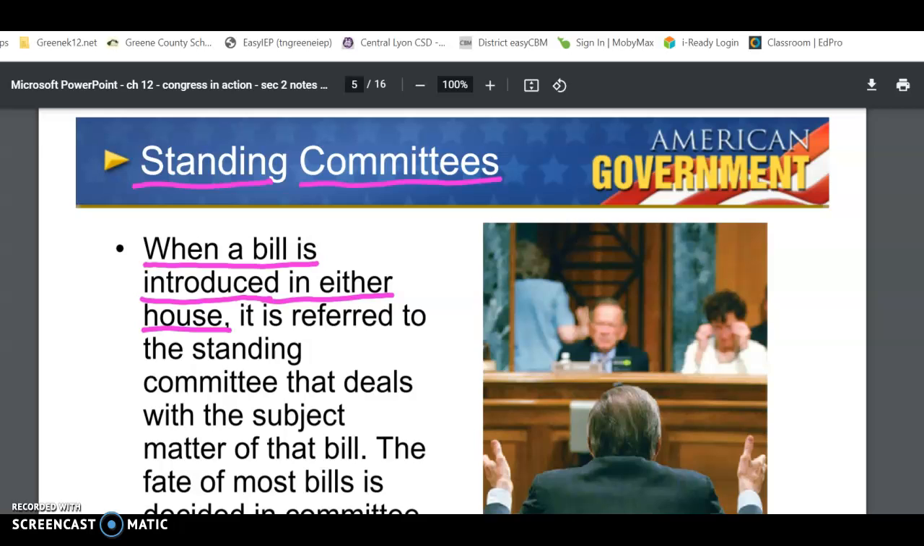instead of going straight to the floor of the Senate or the House of Representatives and voting on the bill, it is referred to something called a standing committee. And that certain committee deals with the subject that the bill deals with. So there's certain committees to match different types of bills that can be submitted. So it deals with the subject matter of the bill.